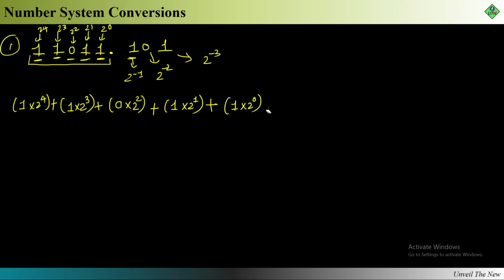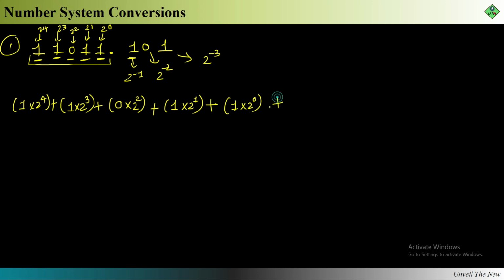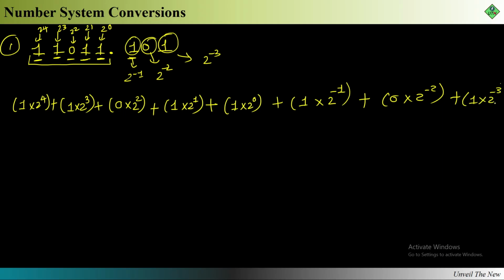Here I will remove this point, and now we can start our conversion. Here we have 1, and its weight is 2 raised to minus 1, plus we have 0, so 0 into 2 raised to minus 2, and finally we have 1, so 1 into 2 raised to minus 3. So this is what we do. Now simply we will write the particular values.